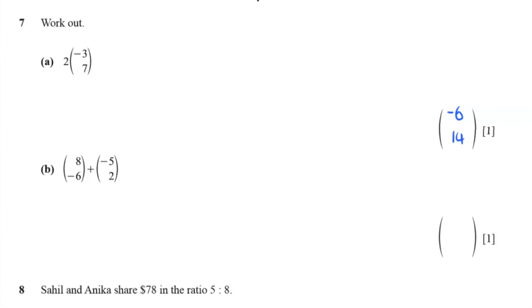And we're finished. All right, the second one, we've got 2 vectors again, and we're adding. You add the corresponding elements. The top one is the x, and the bottom one is the y. So we have 8 minus 5 is 3, and we have -6 plus 2 is -4.